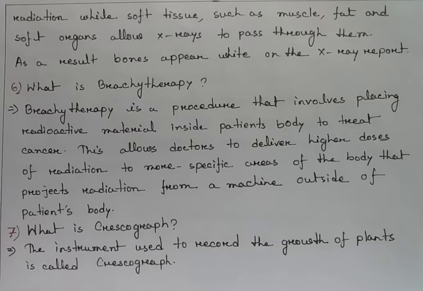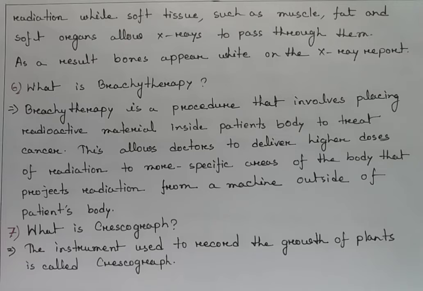That means where radioactive therapy is needed, for example cancer, detecting cancer, or for the treatment of cancer, for detecting tumor, radioactive materials are needed. So in those procedures, brachytherapy is used. This allows doctors to deliver higher doses of radiation to more specific areas of the body than radiation projected from a machine outside of the patient's body.